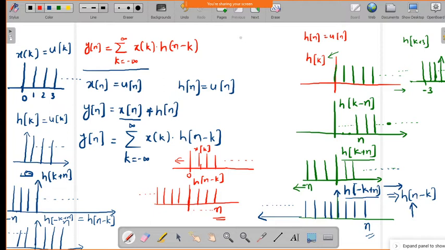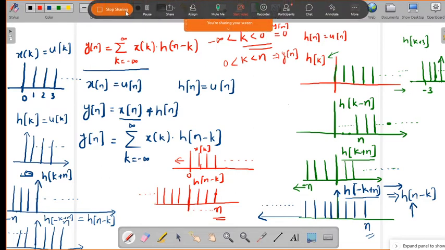So now what will be the k duration? If k is less than 0, if you take minus infinity to 0, the y of n will be 0. And if you take 0 to k, which is up to n, you will have the y of n. So you will get a particular y of n that we need to compute. So now compute that one.